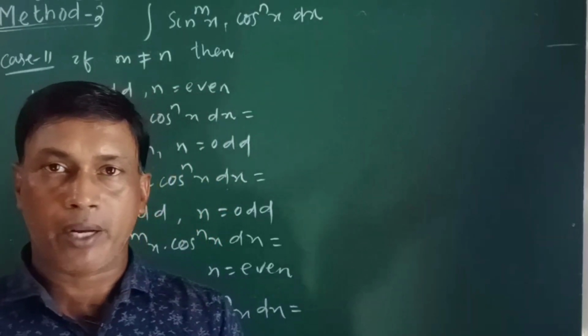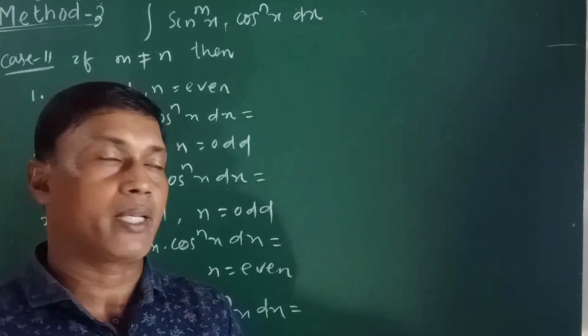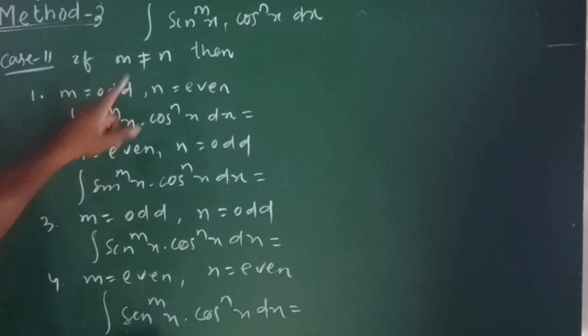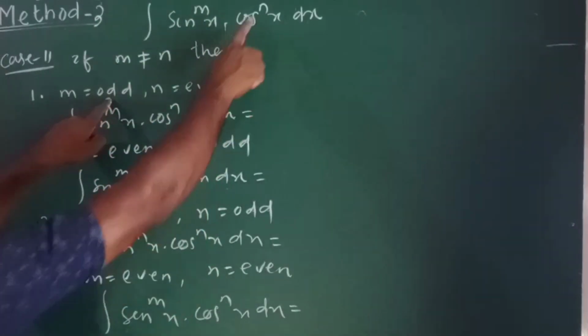If m and n are not equal, then we get 4 different cases. How? Look at here, sin to the power mx into cos to the nx. Now the case is m is odd, n is even.